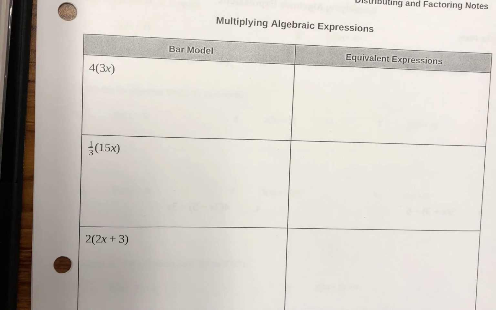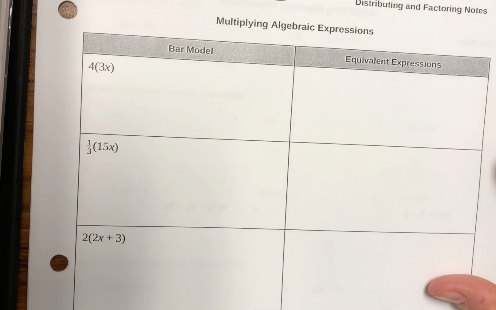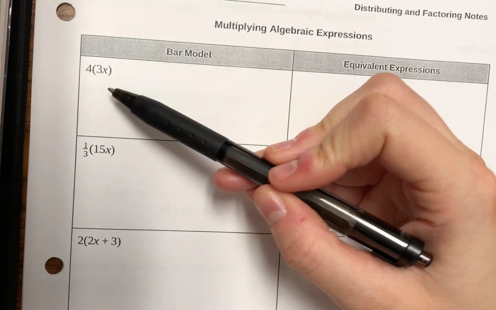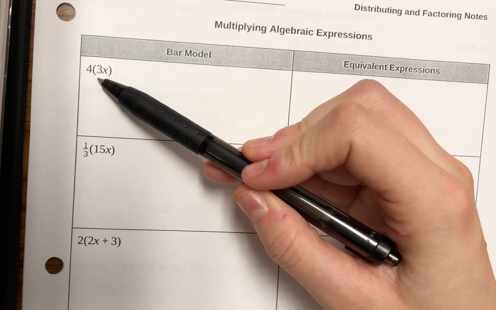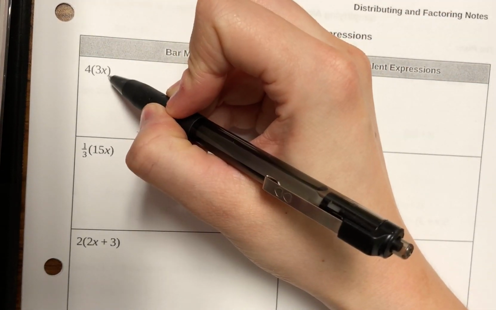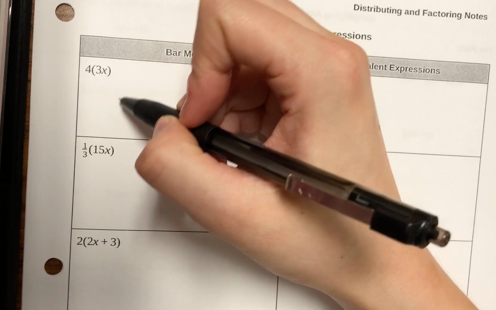Hi everyone. Today we're going to extend our understanding of algebraic expressions by talking about multiplying. When we're multiplying with algebraic expressions, we might see something that looks like this. 4 times 3x. We know that when we have parentheses around an expression and a number in front, that means multiply.